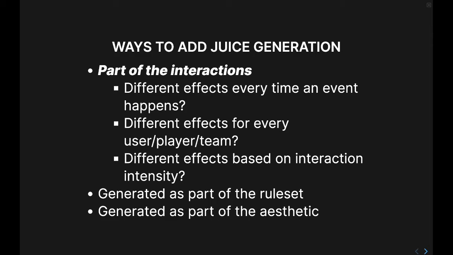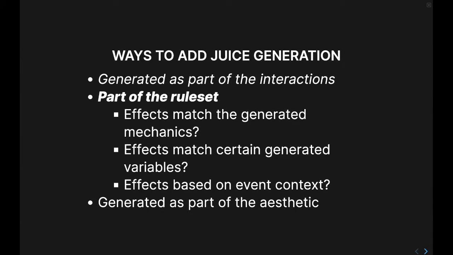How violent is it? You can also have it as part of the rule set. So as part of the generated output from your generator. And that means that you have effects that could match the generated mechanics, or you have effects that match the value of certain generated variables. Or how about effects based on the event context? What are the possible interactions at that point in time, and you generate an effect based on that.